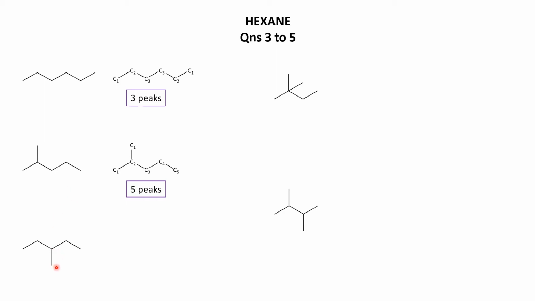Moving now to the 3-methyl, and I hope you would see that this carbon on the end and this carbon on the end are the same. Then these 2 are the same, so that's 2 types of carbon, 3 types, and then this methyl 4 types.